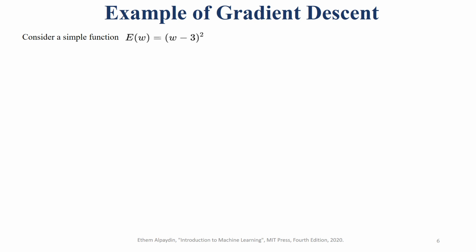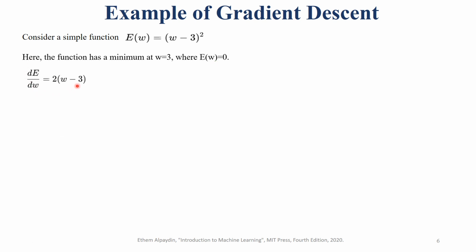Let us see an example of gradient descent. We shall consider a simple function E of W equal to (W minus 3) squared. Here the function has a minimum at W equal to 3, where E of W equals 0. When we substitute W as 3, we get E value as 0.